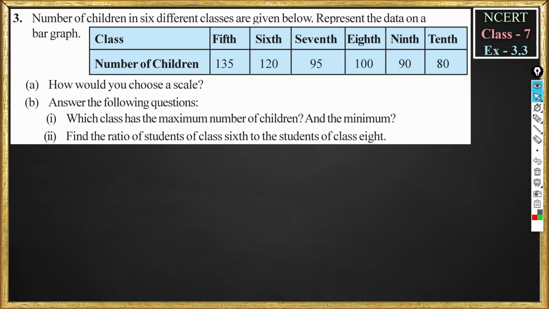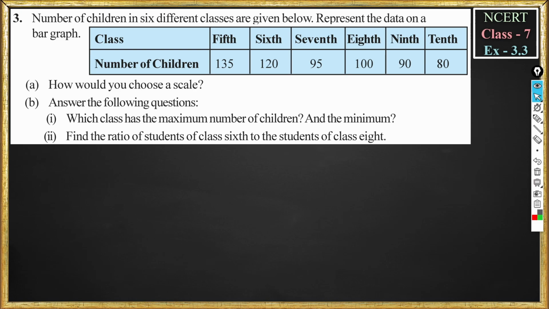Class 7 Maths, Exercise 3.3, question number 3. Number of children in 6 different classes are given below. Represent the data on a bar graph. So the data, they have given classes from 5th to 10th and they have given the number of children in each class. Now we should represent this data on a bar graph and tell how we have chosen this scale.